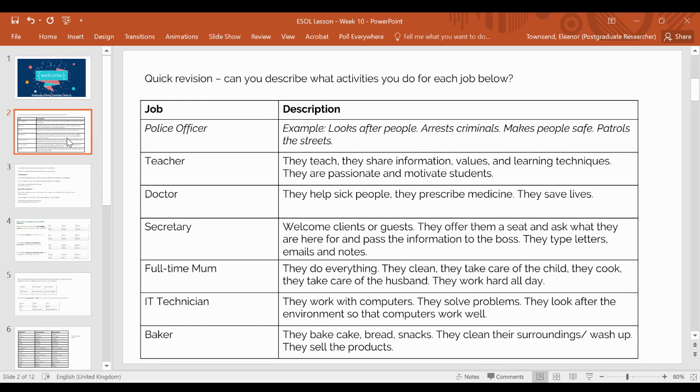So first of all, we revised some of the vocabulary that we learned last week. So everybody looked at these different jobs and we formed sentences to describe what each person would do in their job.